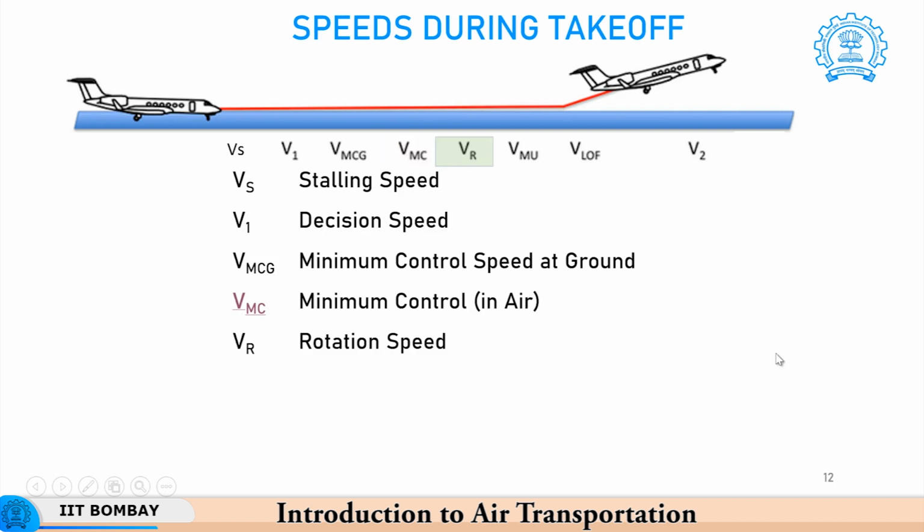Now, there is something called V rotation or VR. This is the minimum speed at which, if the pilot introduces a nose up pitching moment by deflecting the tail up, the aircraft should start rotating on the main wheel, and then subsequently be able to lift off. The speed at which rotation is initiated is called the rotation speed. Then the minimum unstick speed is the minimum speed at which you can lift the aircraft off and make it climb on its own.